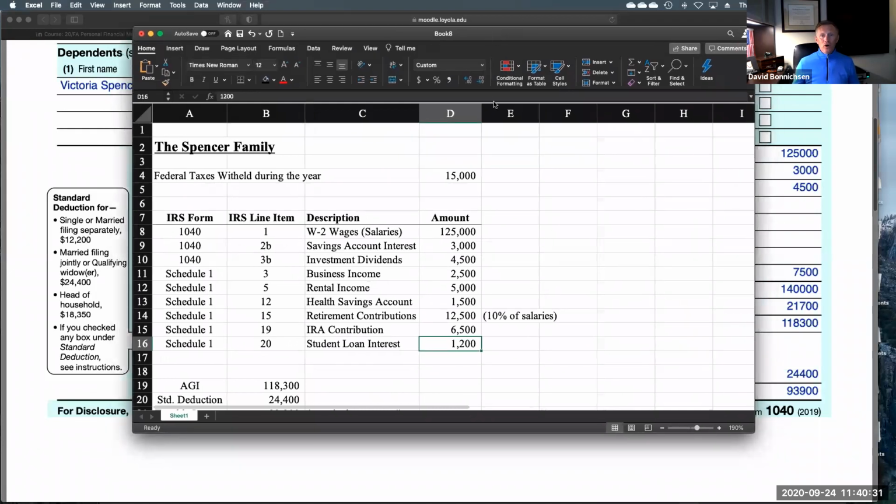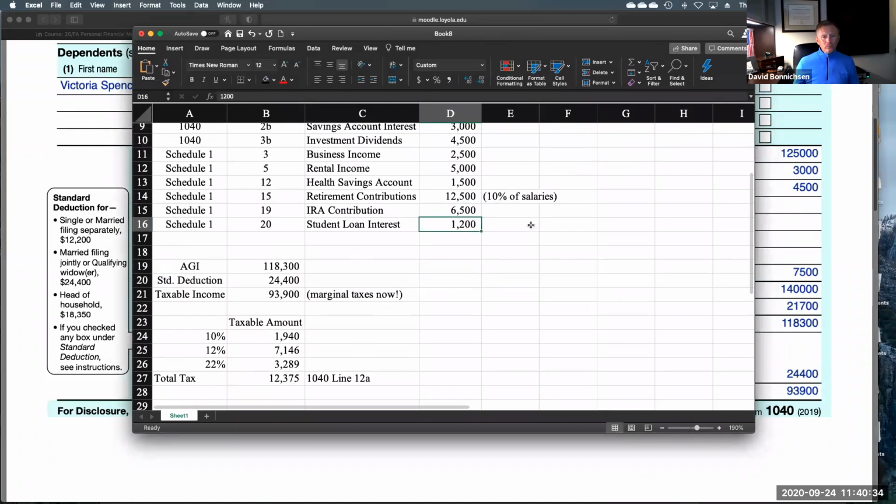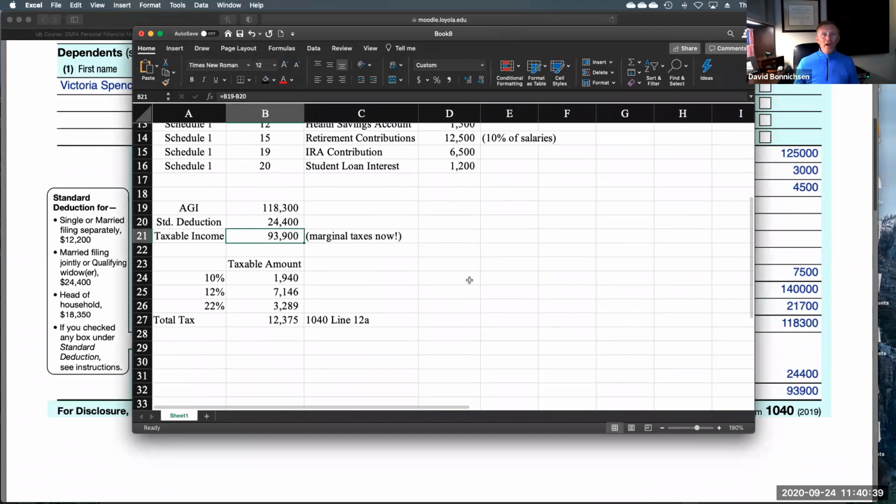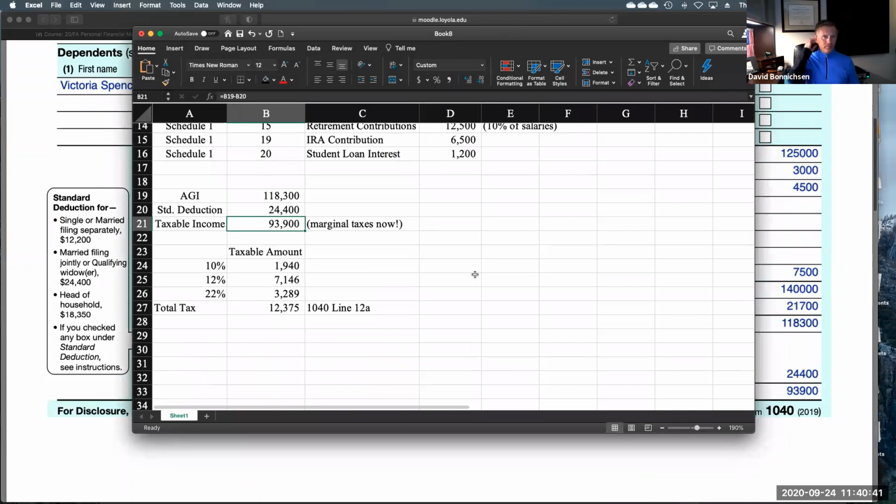So here we are in Excel. Our taxable income of $93,900. Now we've got to go to the marginal tax calculation. Remember, when we go back and look at those marginal tax tables, it's going to tell us what marginal tax bracket we find ourselves in based upon the taxable income. So when we look at the marginal tax table for married filing jointly, we can see that the $93,900 falls in the 22% tax bracket.